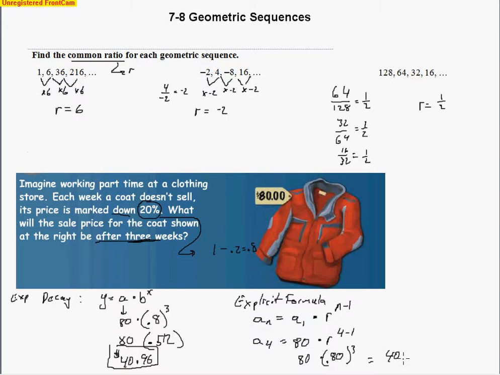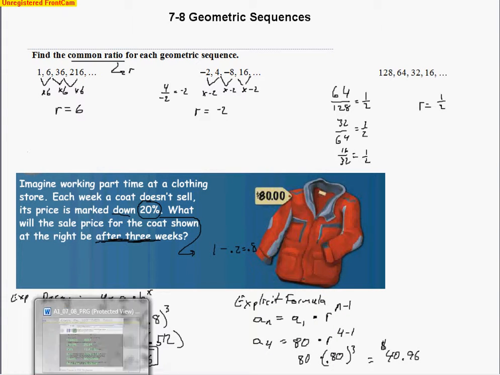So the difference here between the explicit formula and exponential decay or growth is that when they're talking about after a certain amount of time, in the explicit formula, they always go with the next number higher. So they used week 4 to represent this problem. And so that's the difference here. So we're going to use this explicit formula in the next few problems. So let's take a look at the next one here.